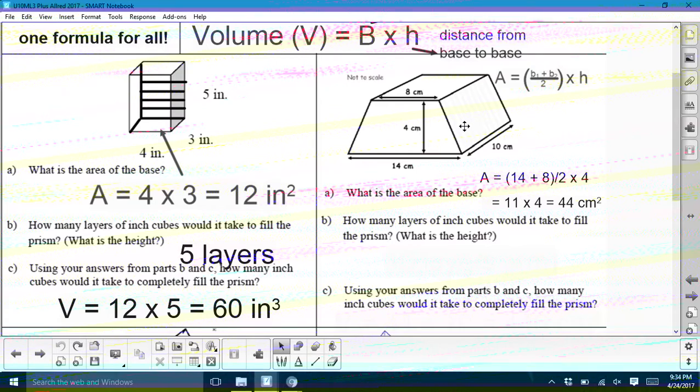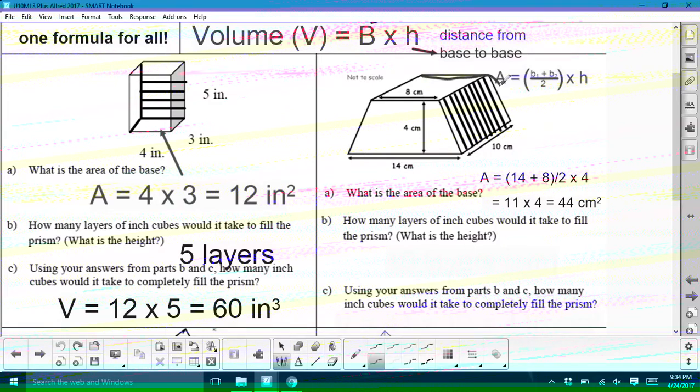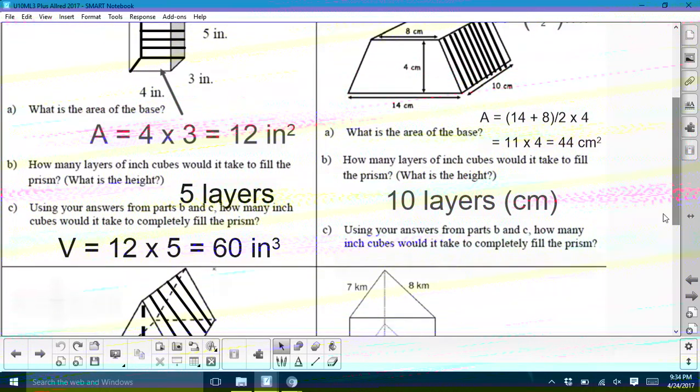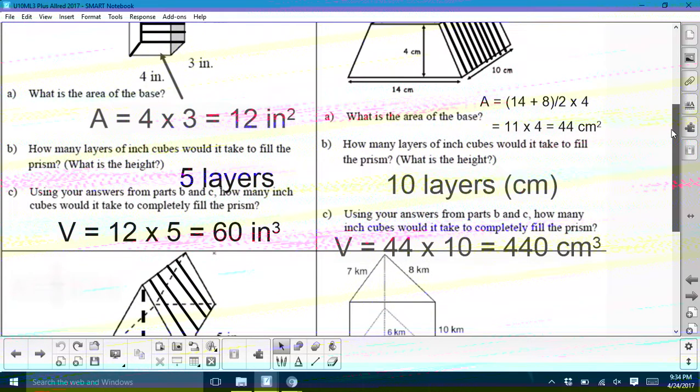If you think about filling it up from the front to the back, there's a trapezoid right here on the front, but there's also a trapezoid just like it on the back. You could try to draw it if you wanted to. I drew it really poorly there for you in a big squiggle, but it would take 10 centimeters to fill all the way to the back, 10 layers all the way to the back. So you're going to take 44, the area of the base, multiply it by 10, the height of the prism. 44 times 10 is 440 cubic centimeters.